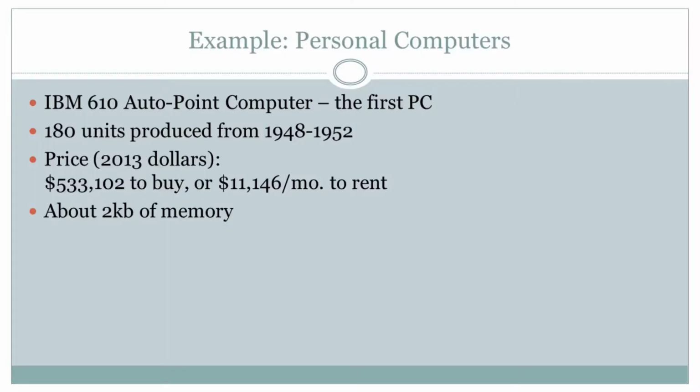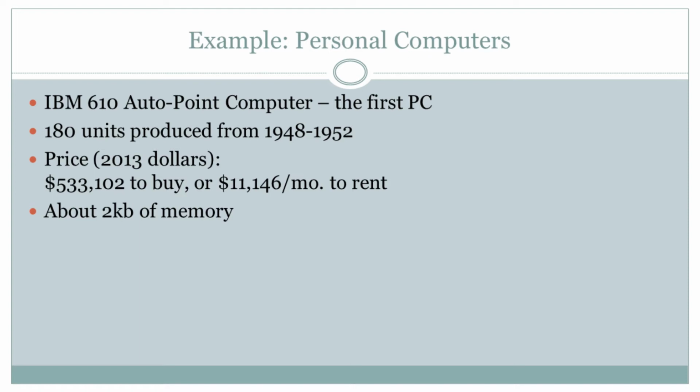Let's take a quick example of applying these steps. So we're going to do this on personal computers, okay? Now let's start out with the sort of pre-scenario. We're going to talk about the IBM 610 AutoPoint computer, the very first personal computer ever available from 1948 to 1952, just after World War II. You could have it for the low price of about $500,000 in current dollars. Or if you wanted to rent it, you could get it a little bit cheaper for only about $11,000 a month.